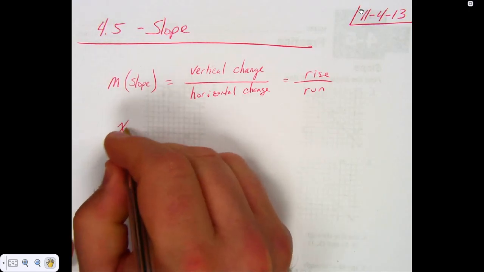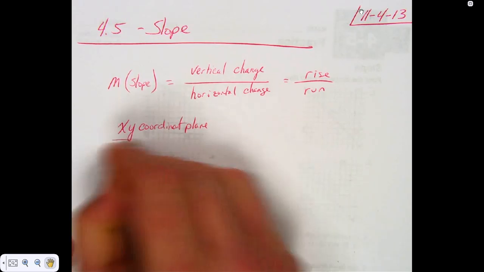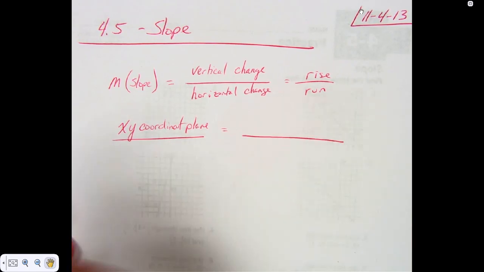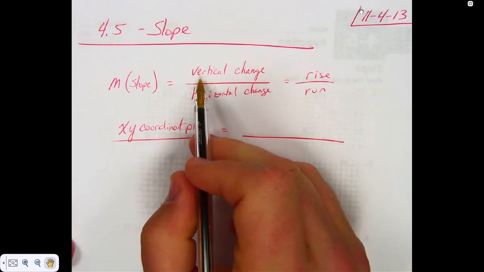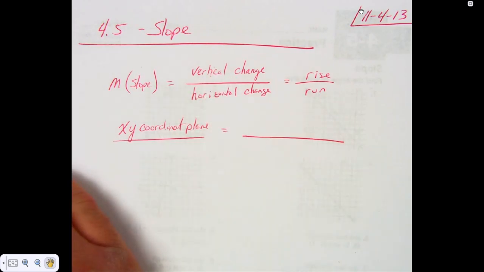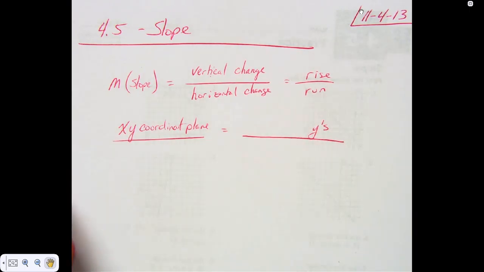as far as the XY coordinate plane is concerned, you guys know what I'm talking about. What we graph on, right? What does the word vertical say to you? Up and down. What is represented by up and down on the XY coordinate plane? The Y-axis. So I'm going to put your Y's right there on the right side.